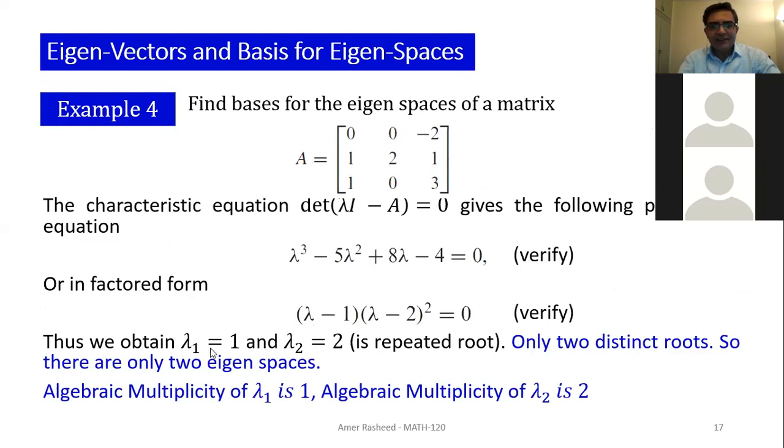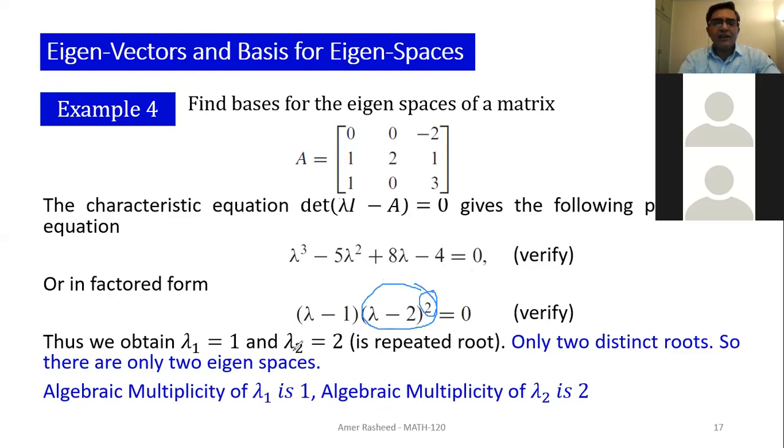The first lambda, which is lambda is equal to 1, is distinct. It is not repeating. It appears only one time. So its algebraic multiplicity is 1. I have written here at the bottom, algebraic multiplicity of lambda 1 is 1, whereas lambda 2 is equal to 2, which is repeating 2 times, because the factor lambda minus 2 is appearing 2 times in this equation, since we have lambda minus 2 multiplied by lambda minus 2, because it has a square here.